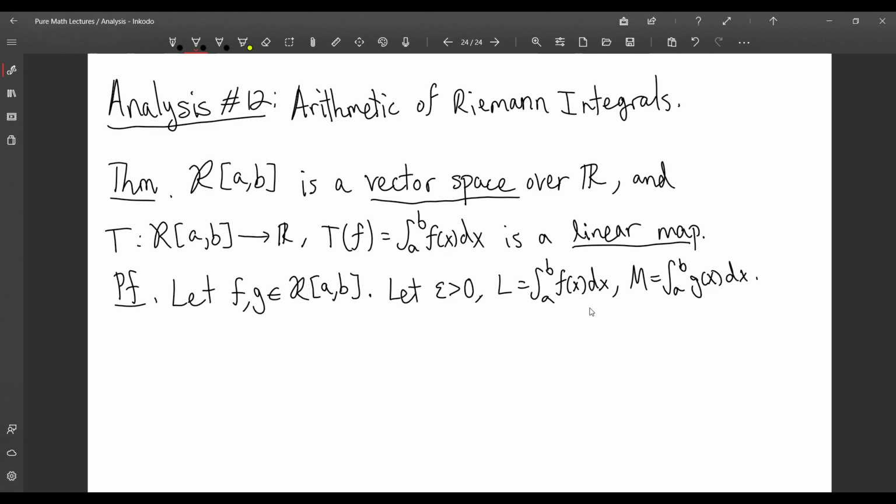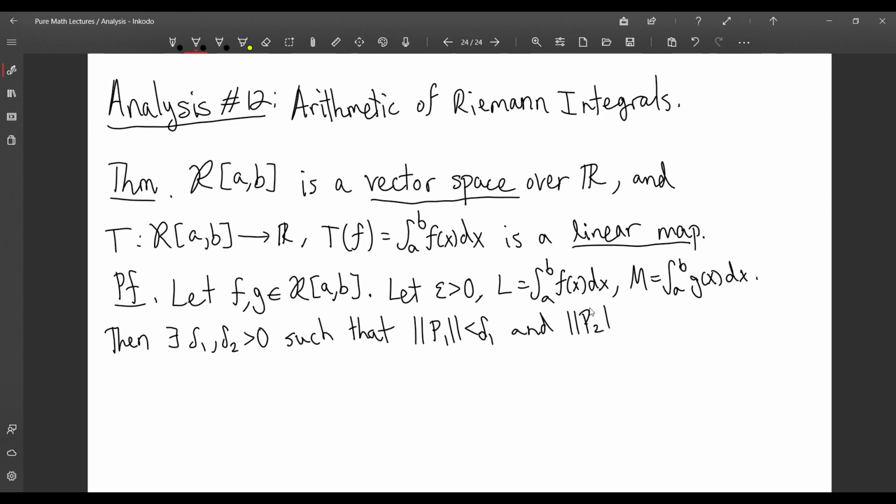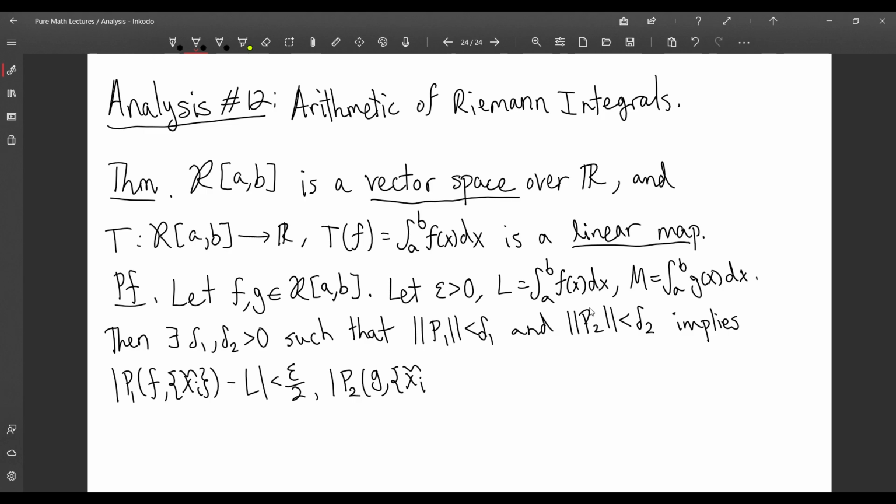Okay. Then there exist delta 1, delta 2 greater than 0 such that the mesh of P1 less than delta 1, and the mesh of P2 less than delta 2, implies that the difference between the Riemann sum of f, this is P1, and L is less than epsilon over 2, and the Riemann sum of g minus M is also less than epsilon over 2.